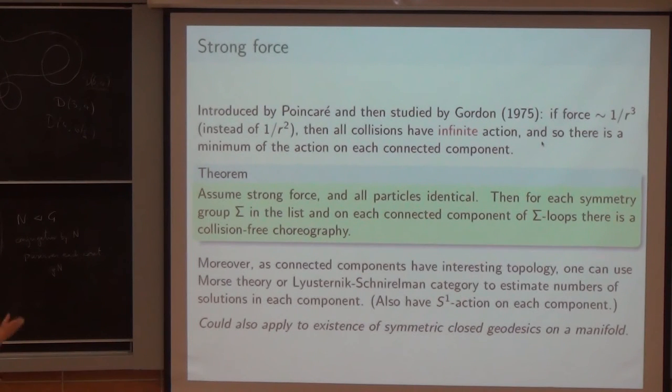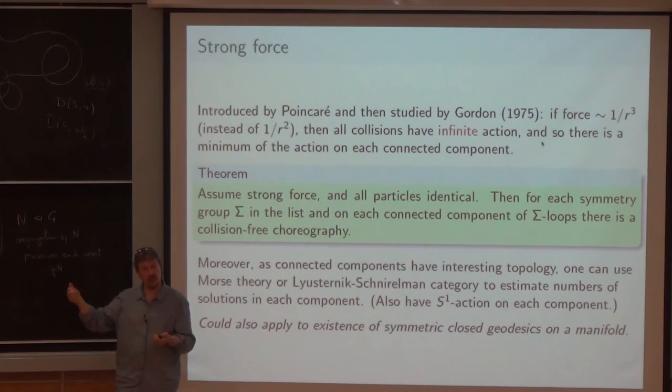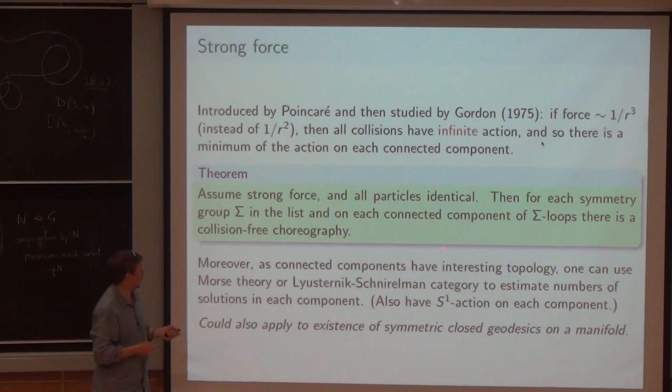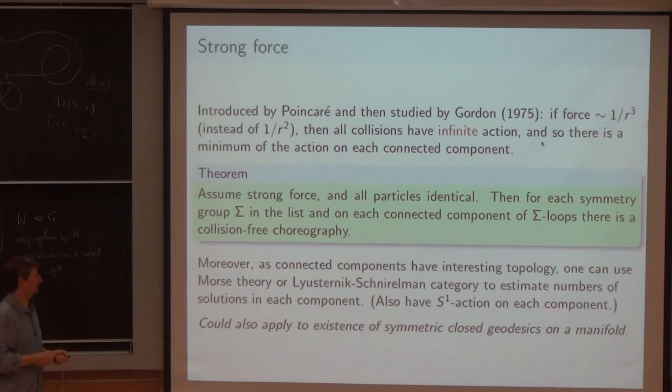It's a bit of analysis to prove coercivity of the action function. So if we allow this other force, the 1 over r cubed force, then for every connected component, for each of these symmetry groups, there's definitely a solution. And moreover, you can use some Morse theory to say how many critical points there are in each component, because you can estimate the topology of the component.